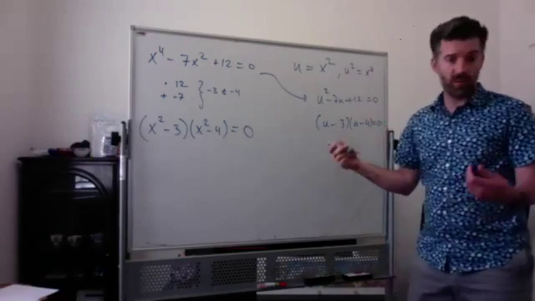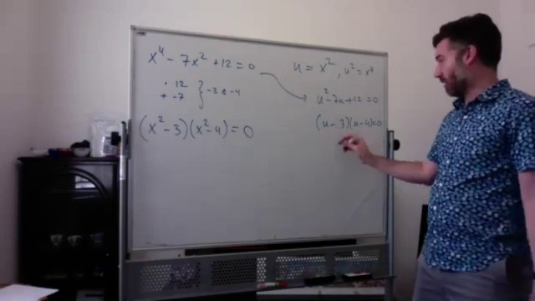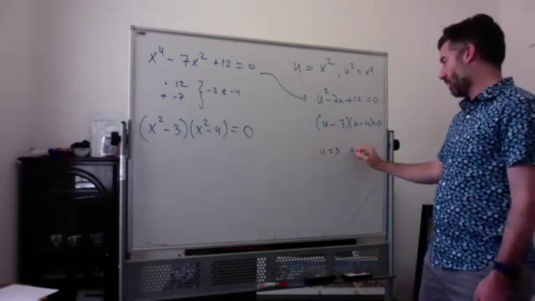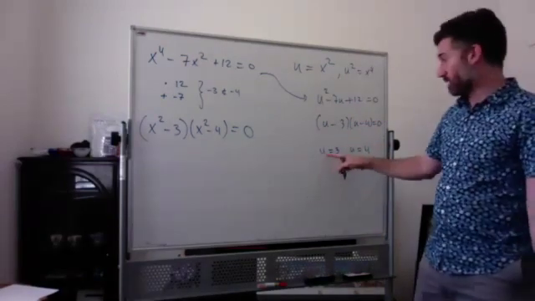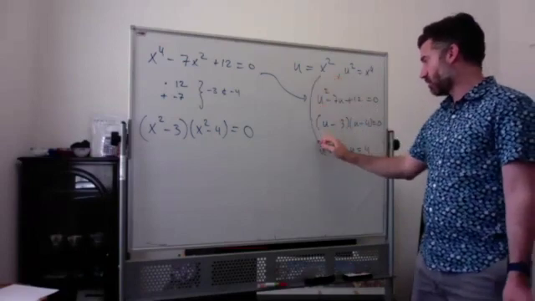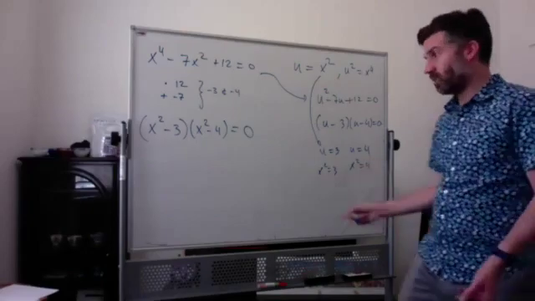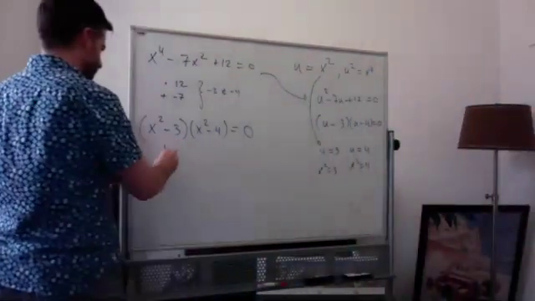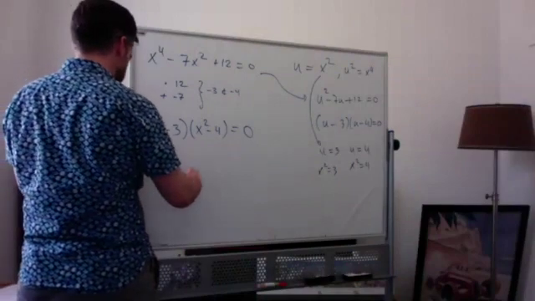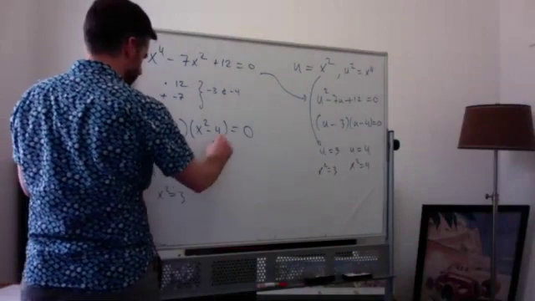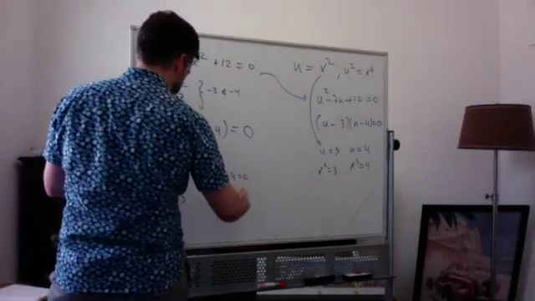The only thing I'll warn you about, if you do it this way, you still have to solve for x at the end, right? If you just say u equals 3 and u equals 4, you're right, but you're not done, because u is x squared. So then you say, oh, x squared equals 3 and x squared equals 4, which is exactly what we're going to get here. If I'm setting this equal to 0, x squared minus 3 equals 0, x squared equals 3. And same deal here. X squared minus 4 equals 0, x squared equals 4.